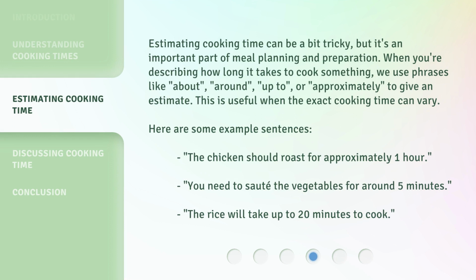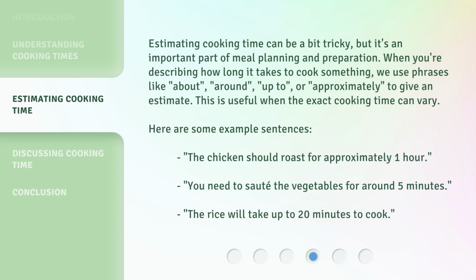Estimating cooking time can be a bit tricky, but it's an important part of meal planning and preparation. When you're describing how long it takes to cook something, we use phrases like about, around, up to, or approximately to give an estimate. This is useful when the exact cooking time can vary.